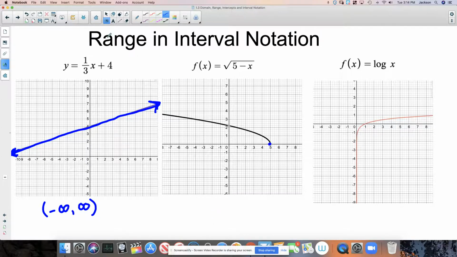But when we're doing range, we're using y values. So what is the y value of this lowest point? The y value of this point has coordinates 5, 0. So the lowest point has a y coordinate of 0. And then we trace up. And yes, we are tracing to the left.